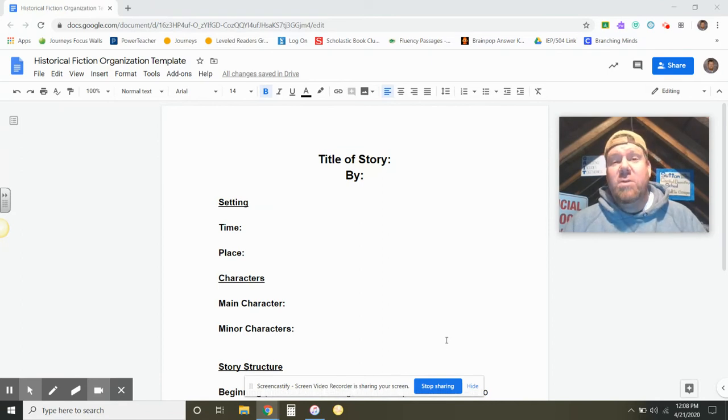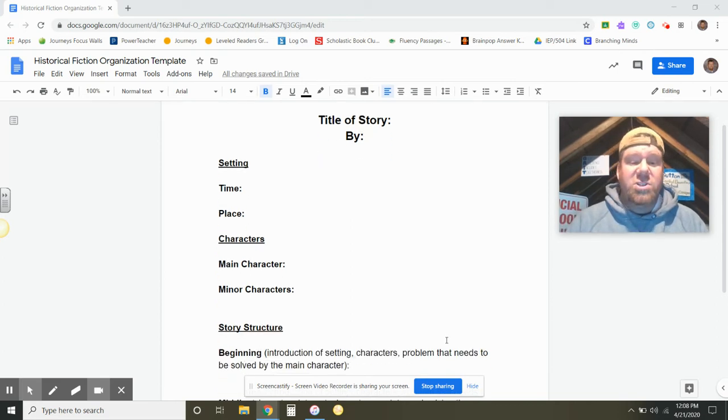Make sure you write down the main character. You don't have to write a lot, just maybe the person's name and a little bit of details about the main character. And then also some minor characters. Yesterday we talked about the more characters that you have in a story, the more complex the story begins. So you're going to want to consider limiting your characters and not having too many.